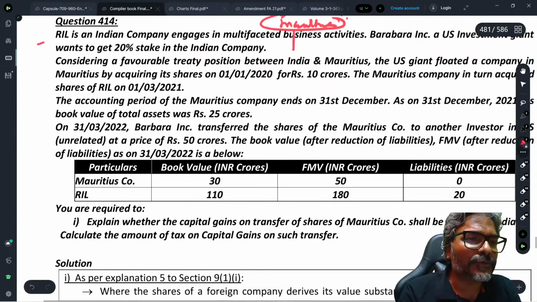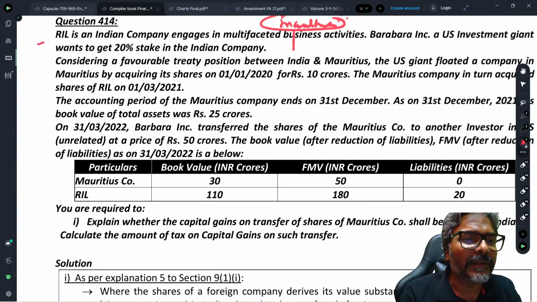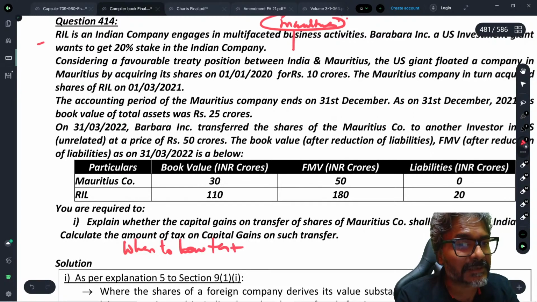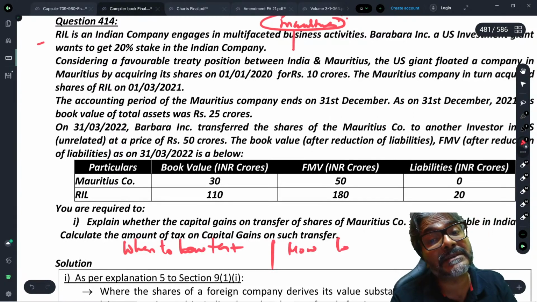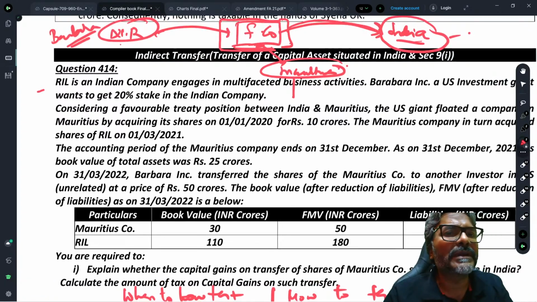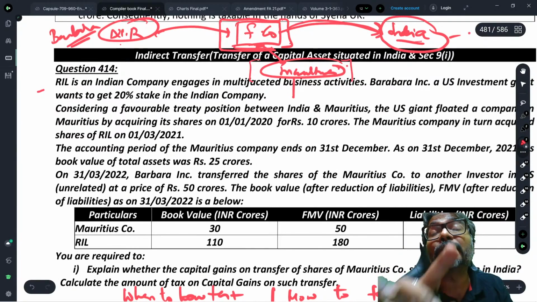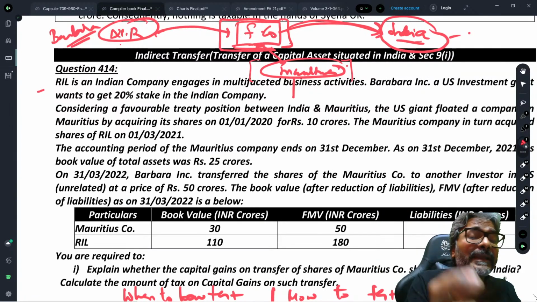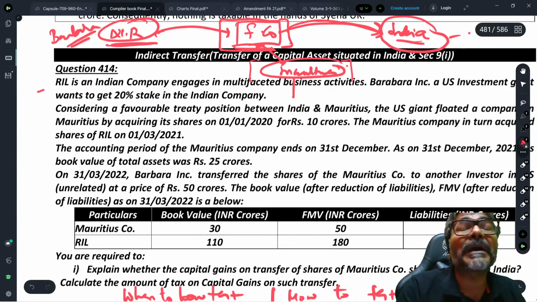Now, obviously, this question is comprehensive. Two things are required to be seen: when to test and how to test. So, which date you need to test the substantial condition, when to test the substantial condition, and how to test the substantial condition. When we test the substantial condition, for that purpose you have to see the total book value of the Mauritius company on the two dates. Which are the two dates? The date of transfer of its shares by the foreign company, that is Barbara and C.